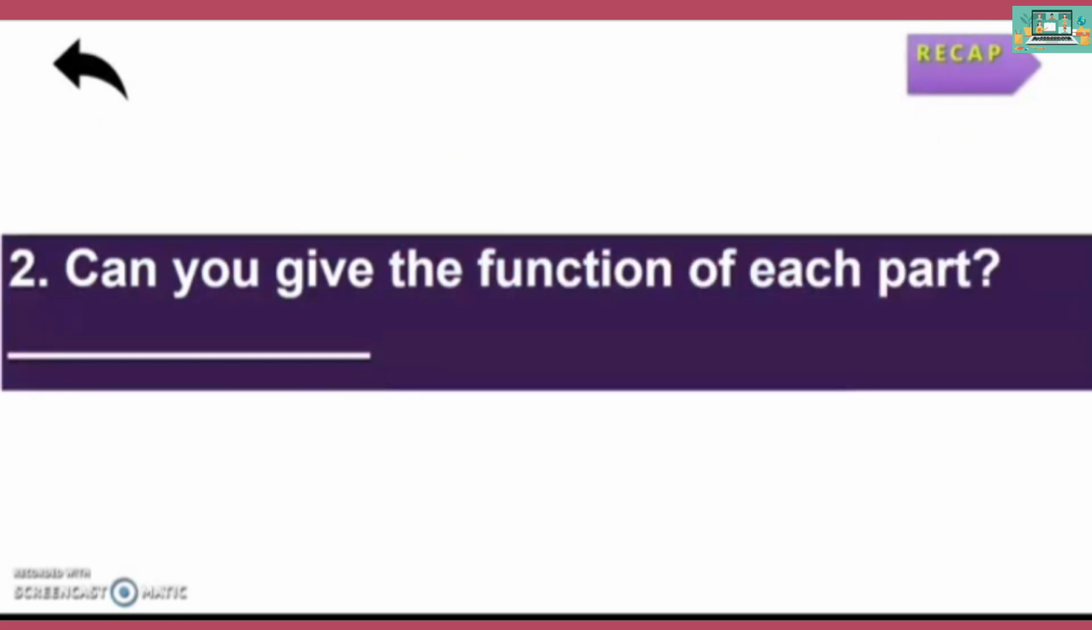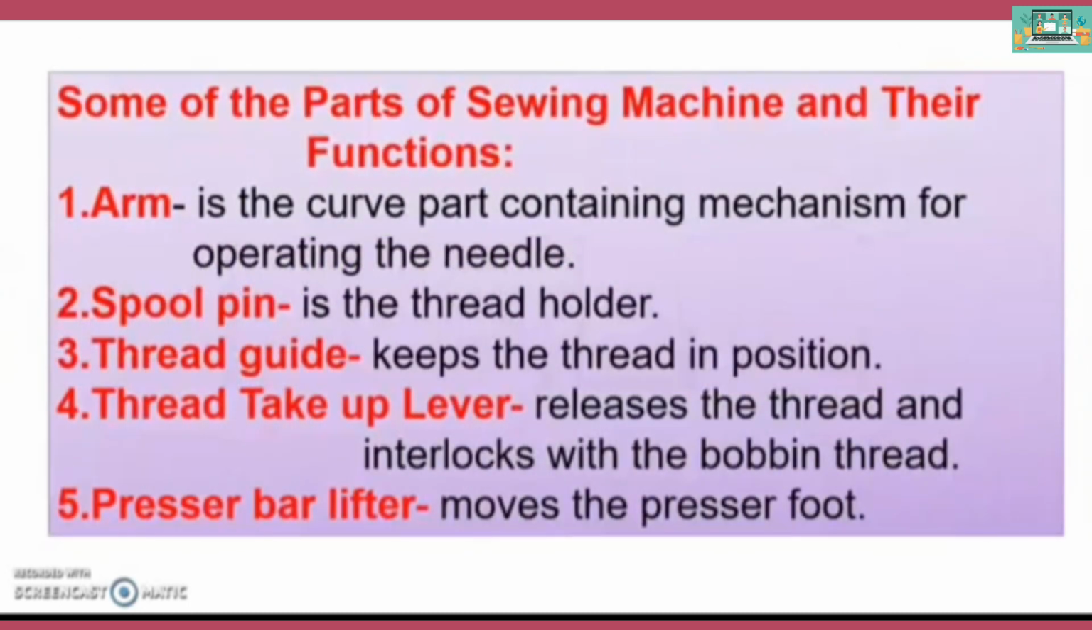Number 2. Can you give the function of each part? Some of the parts of sewing machine and their functions. Arm is the curved part containing mechanism for operating the needle. Spool pin is the thread holder. Thread guide keeps the thread in position. Thread take-up lever releases the thread and interlocks with the bobbin thread.